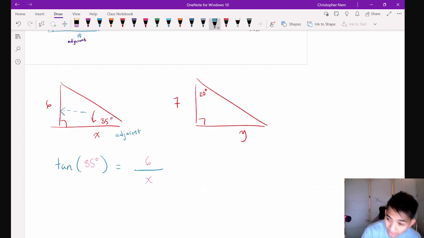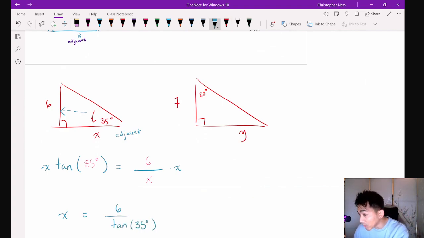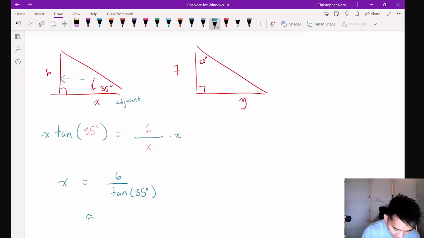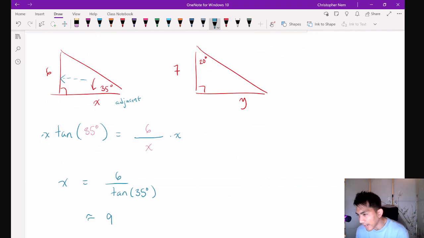So I'm going to multiply both sides by x. X is equal to 6 over tangent of 35 degrees, if I divide out tangent of 35 afterwards. Remember, they're one object, they stay together. And then if you did the calculation, this is roughly 9 feet, 9 centimeters. I don't know what units we're working with.